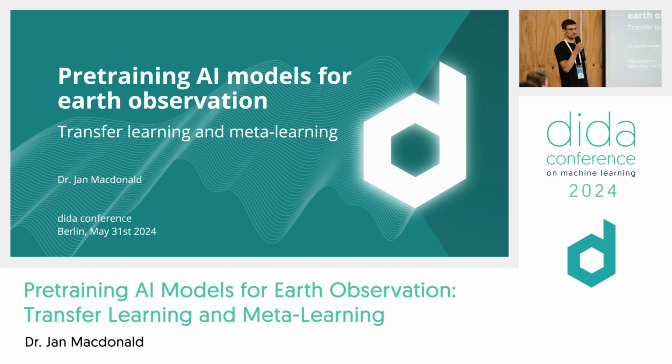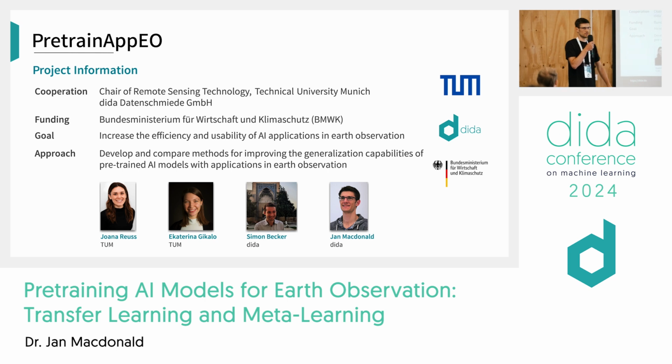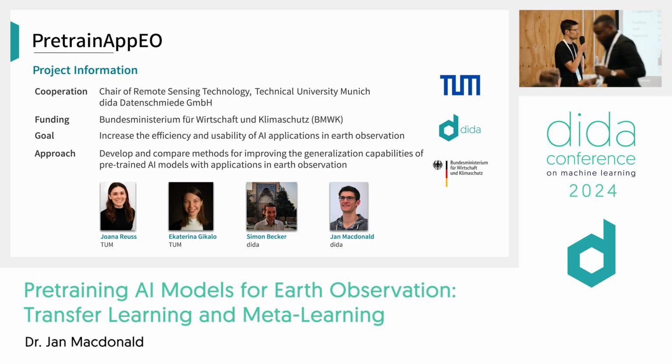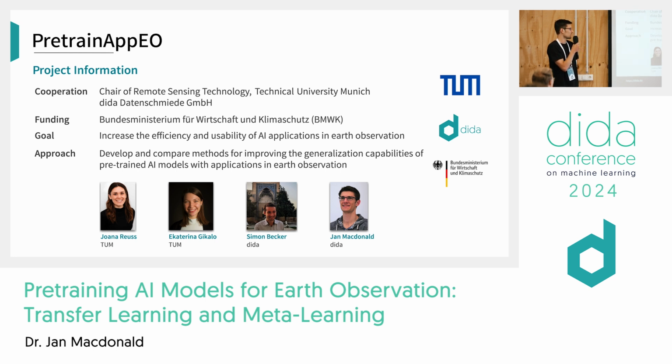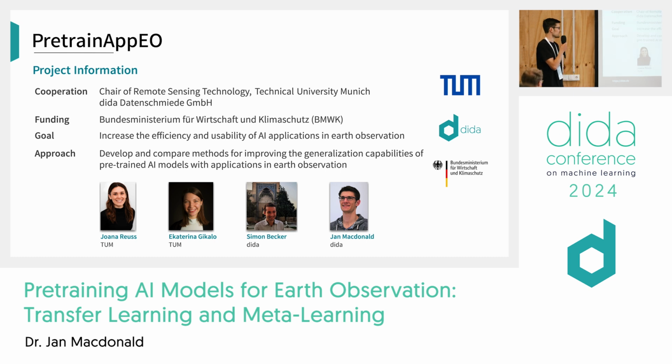I want to talk about a research project that we are doing at dida, which is a joint research project together with a technical university in Munich, and more precisely the Chair of Remote Sensing Technology. It's funded by the Bundesministerium für Wirtschaft und Klimaschutz. The goal is to analyze and improve the applicability of AI methods for Earth observation. I have the honor to present it here, but of course all the credit goes to the entire team.